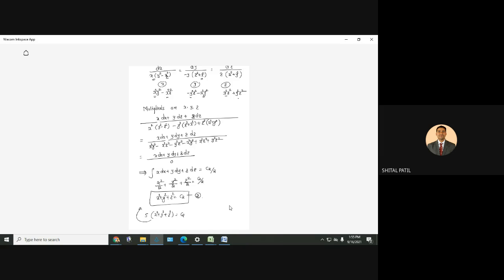Symmetric means the symmetric form of the line. You remember the symmetric form of the line: x minus x1 divided by x2 minus x1, y minus y1 divided by y2 minus y1, z minus z1 divided by z2 minus z1. Symmetric form of the straight line. Symmetric means both the equations written in terms of one equation. Therefore it is known as symmetric.